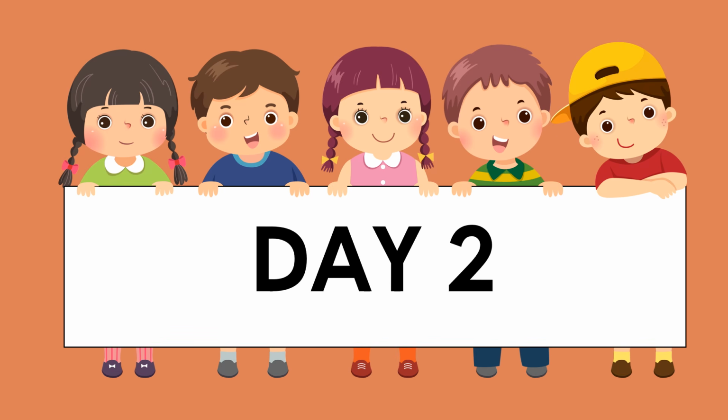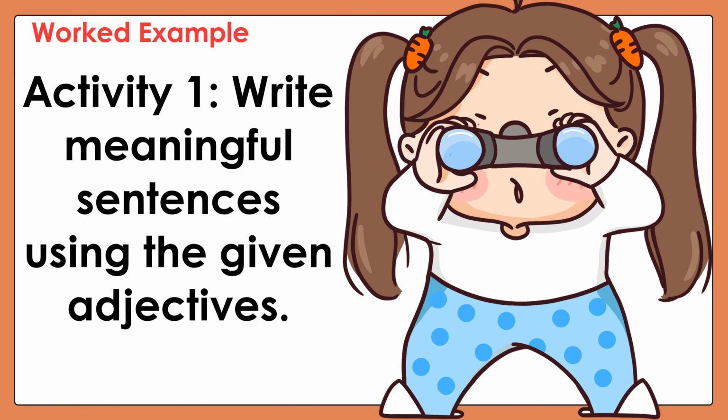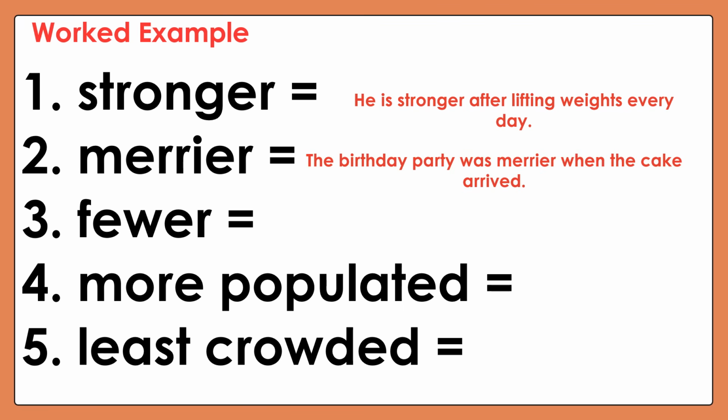Day 2. Worked example. Activity 1. Write meaningful sentences using the given adjectives. Number 1. Stronger. He is stronger after lifting weights every day. Number 2. Merrier. The birthday party was merrier when the cake arrived.